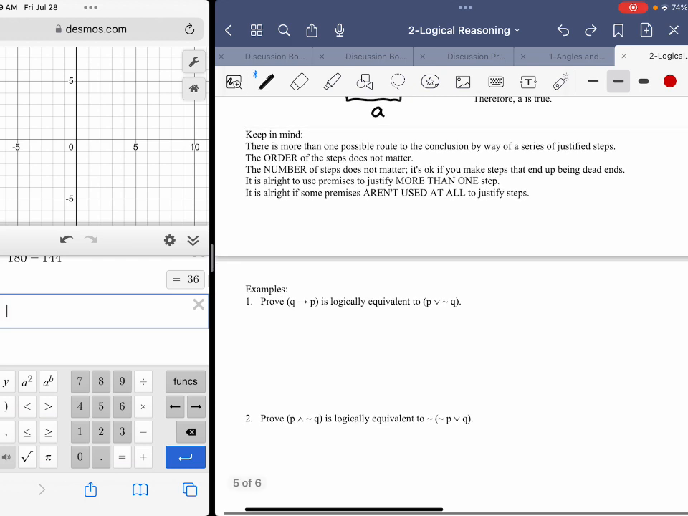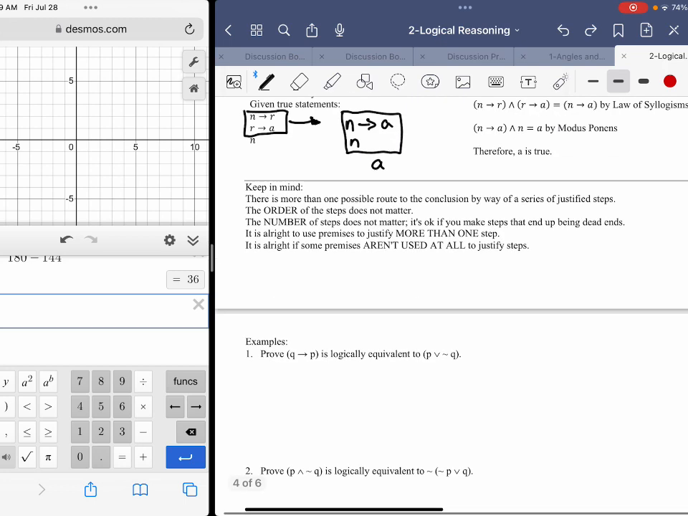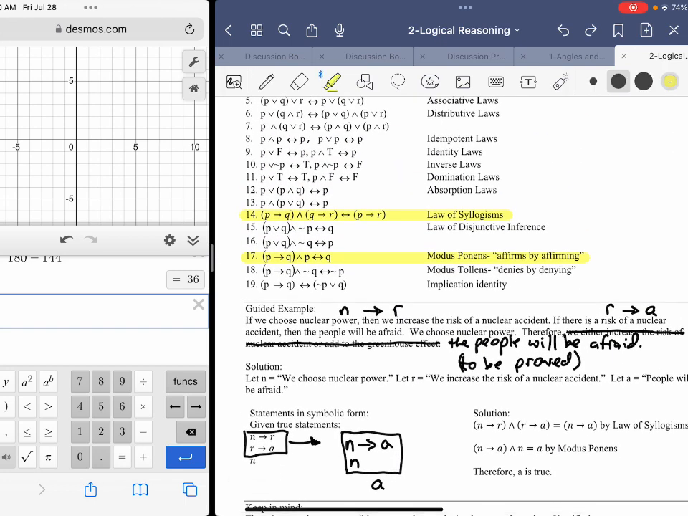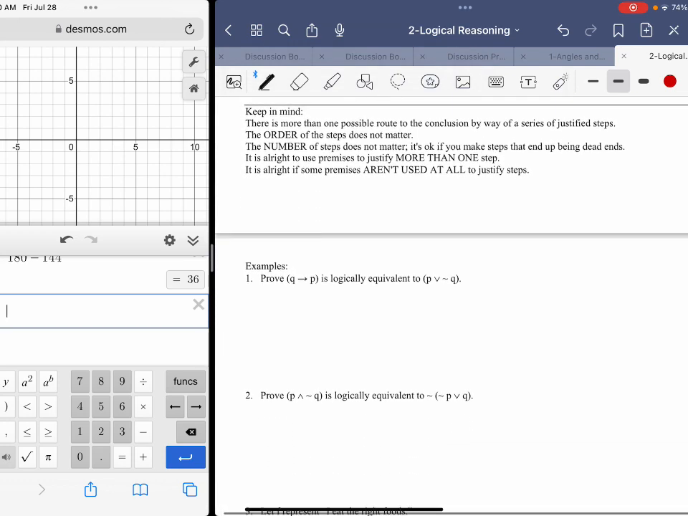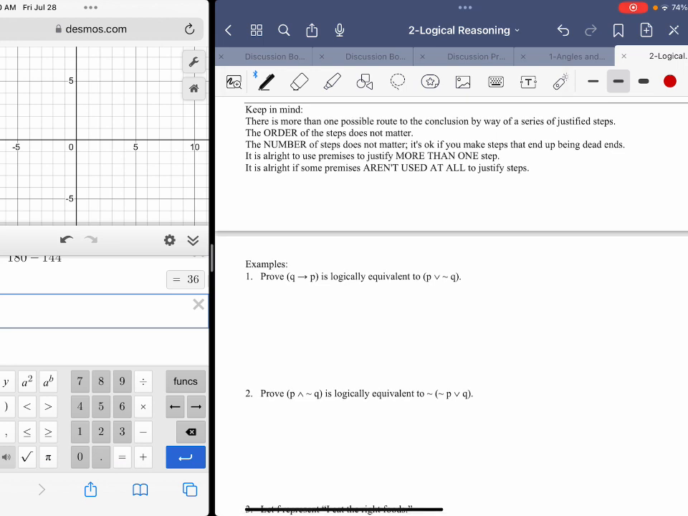Right. So prove Q implies P is logically equivalent to P or not Q. Well, that one looks pretty close to the implication identity. If it's an identity or a law, it's a rule. It's something that could be applied in all cases. It's confirmed. They are logically equivalent. So implication identity: P implies Q is the same as not P or Q.